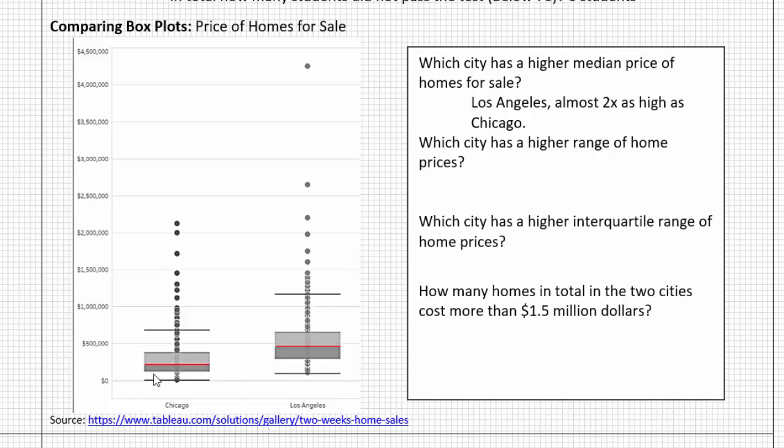The lowest value is maybe 1,000, hard to tell here, maybe under 1,000, but Chicago's is right at 0. Chicago only reaches up to about 700,000, where LA goes beyond $1 million. So I would say that the city with the higher range of home prices would be LA. And in fact, that range is a little more than $1 million difference between the lowest price and the highest price.